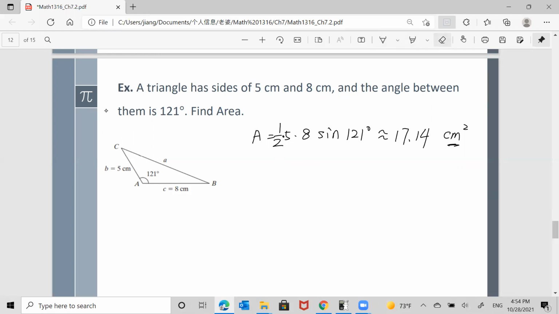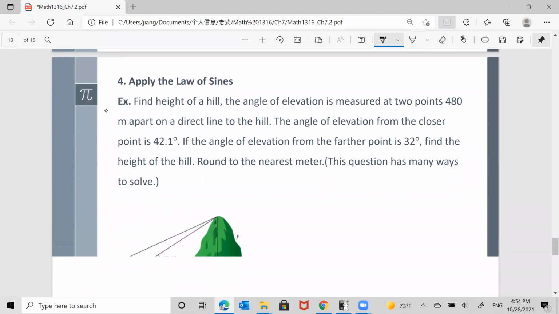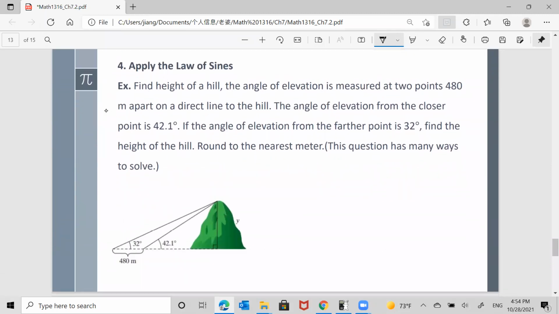Okay, let's move on to see next part. Apply the law of sines. Find the height of a hill. The angle of elevation is measured. Please pause the video and read the question.